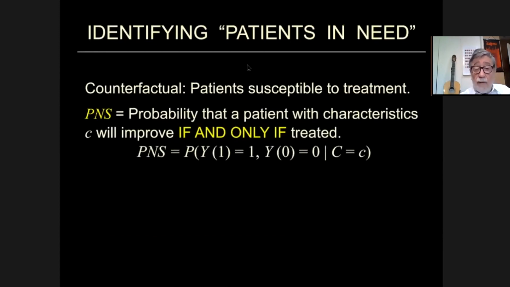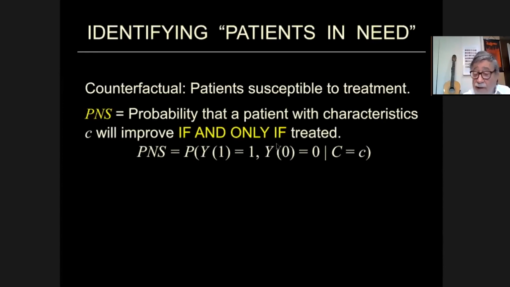The question came up, what are the patients that are in greatest need? These are patients that are susceptible to treatment. Then, what are the patient characteristics C that will improve if and only if treated? Look how I write it, probability of necessity and sufficiency, which means given that the patient has characteristic C, what is the probability that he will be cured if he takes the treatment, and he would die had he not taken the treatment.